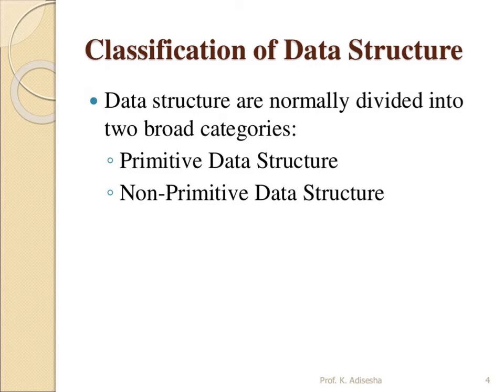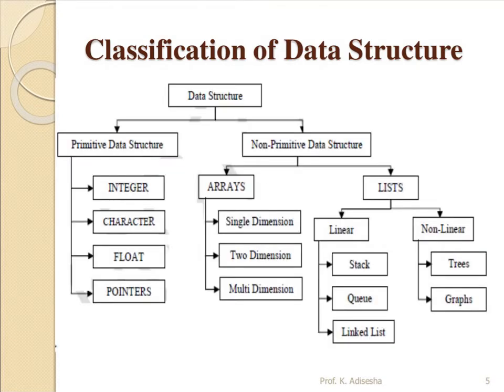Classification of data structure. Data structures are divided into two categories. First one is primitive data structure. Second one is non-primitive data structure. So this is the classification of data structure.